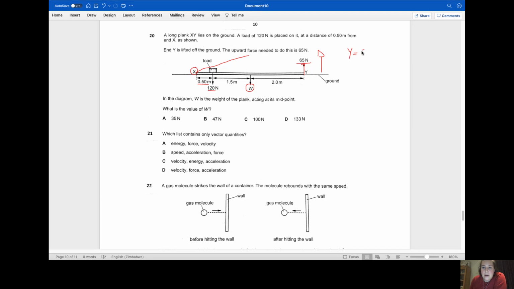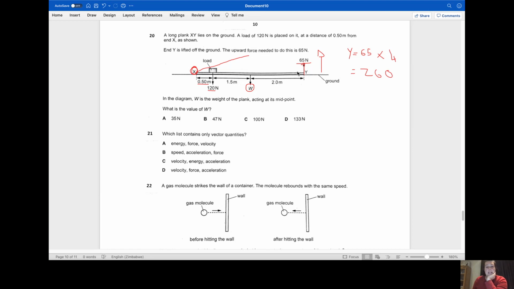And you can work that moment out because moment is your force, which is 65, times your distance from the pivot. The pivot is X. So the distance is 0.5 plus 1.5, which is 2, plus another 2. So that's 4. Y is 4 meters, the whole length of the bar away from X. If you work that out, you get 260. So that is your moment going up.